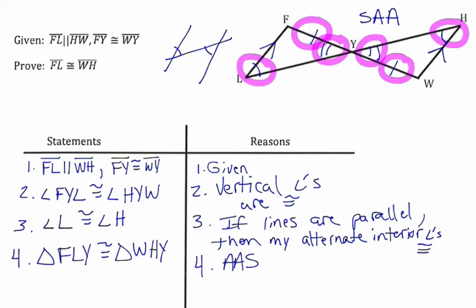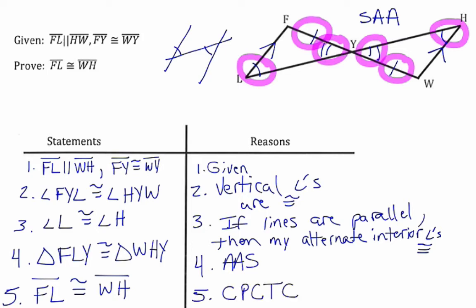So we're going to finish this proof, statement number 5, by saying, well, if the triangles are congruent, then that side FL has to be congruent to side WH because of what we did at the top. All 6 parts are going to match. And the reason we use to abbreviate that is corresponding parts of congruent triangles are congruent, which we write as CPCTC. And we've proven that those two sides are the same.